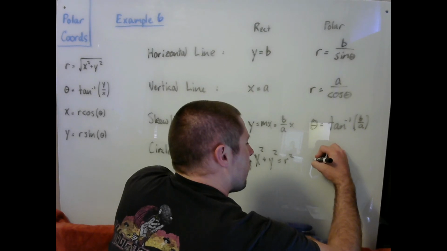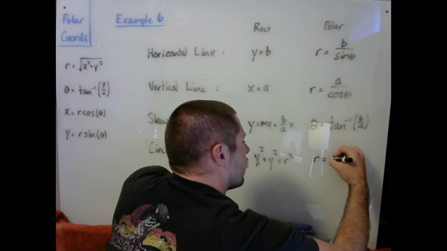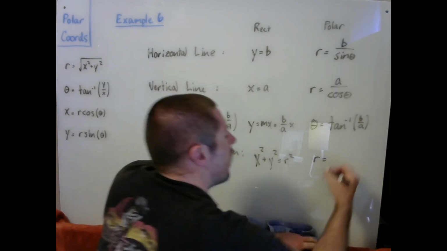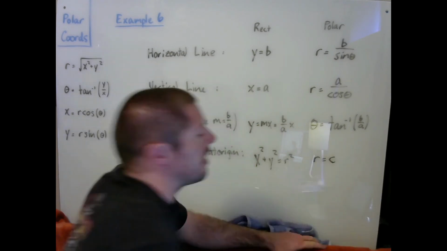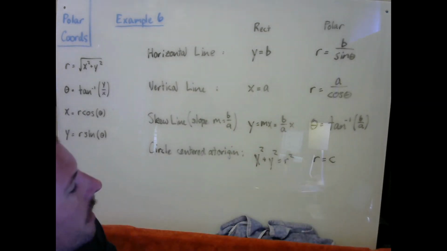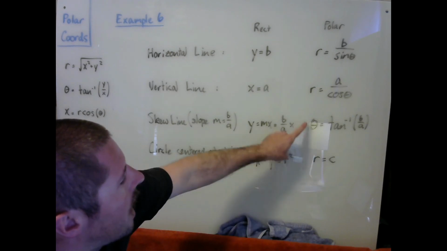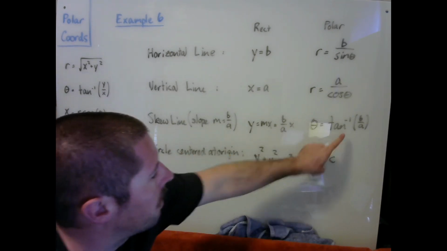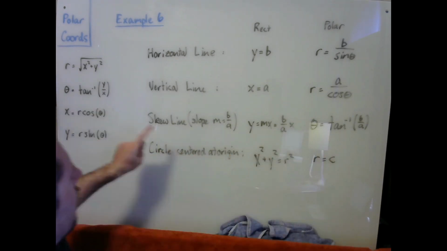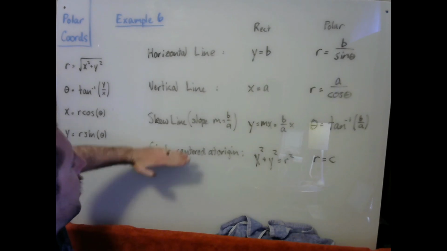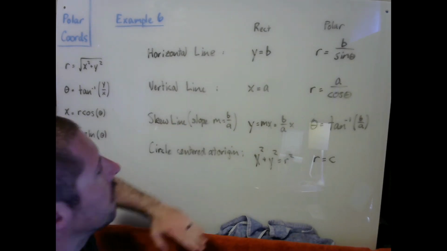simple equation over here, which is just r equals, oh shoot, I don't have a variable for this now. I don't know, r equals c for a constant out there. The point being is that these two equations are constant equations. Theta equals a number, r equals a number. Circles and lines at a given angle are easy in polar.